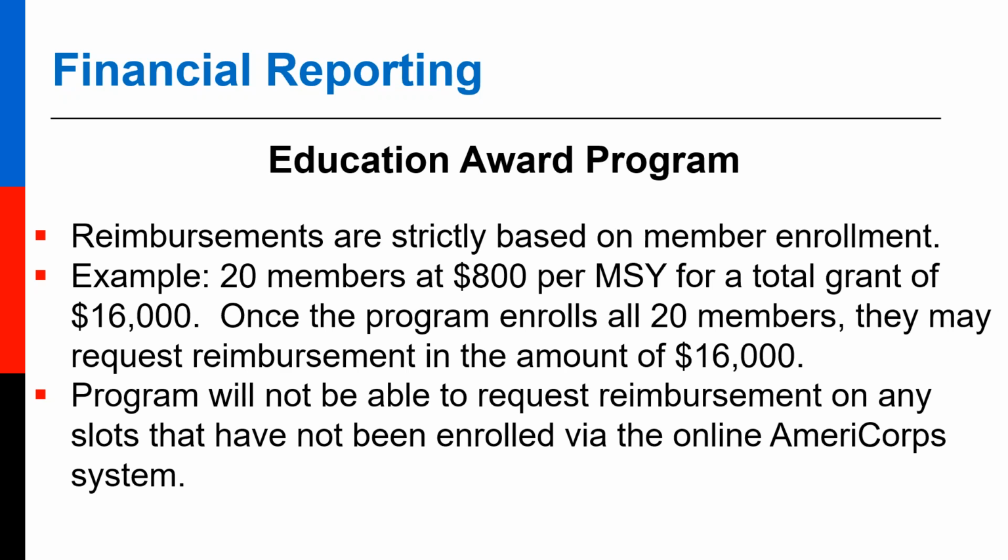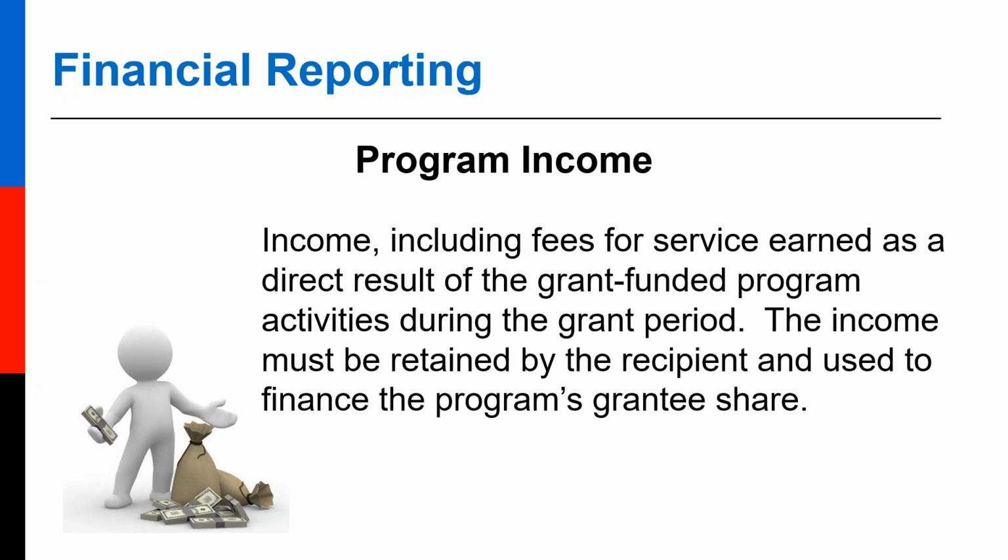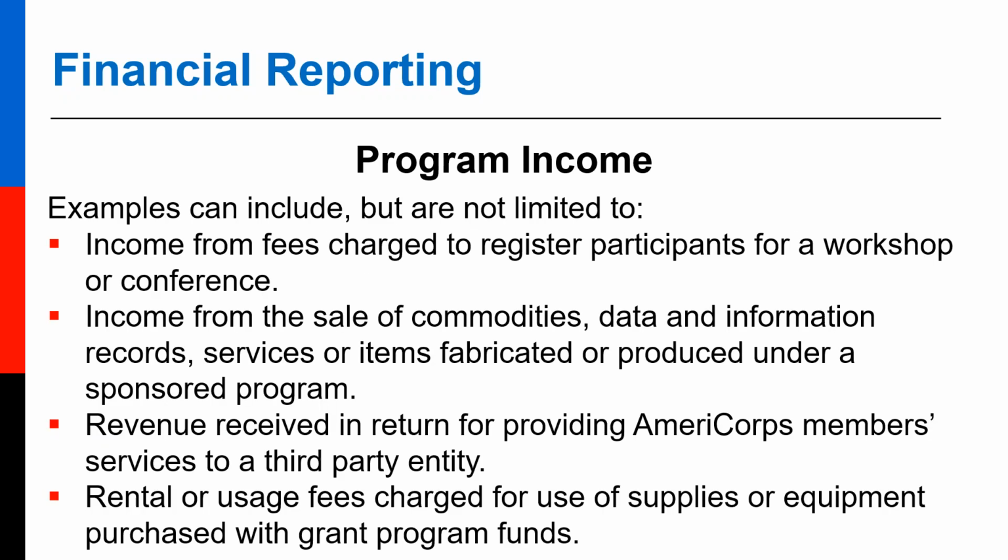Okay. We next kind of want to wrap it up with program income. Program income is income, including fees for service, earned as a direct result of the grant-funded program activities during the grant period. The income must be retained by the recipient and used to finance the program's grantee share. So examples of program income can include, but are not limited to, income from fees charged to register participants for a conference or workshop.